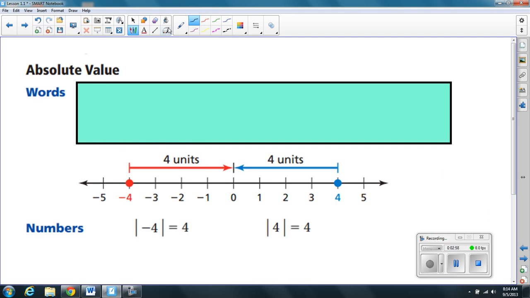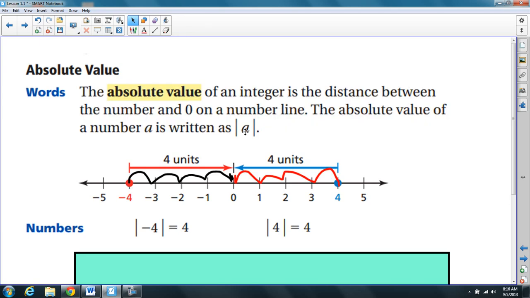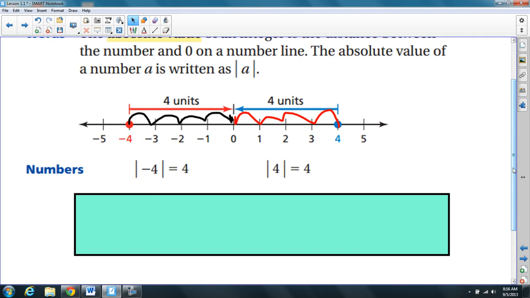Okay, absolute value. This is a skill we'll be using a lot throughout the year. If you take a look at this number line, we have two numbers highlighted, -4 and 4. So let's pretend you are standing at -4, number we put in there. So take a look at the bottom of the page here. Here are the bars.